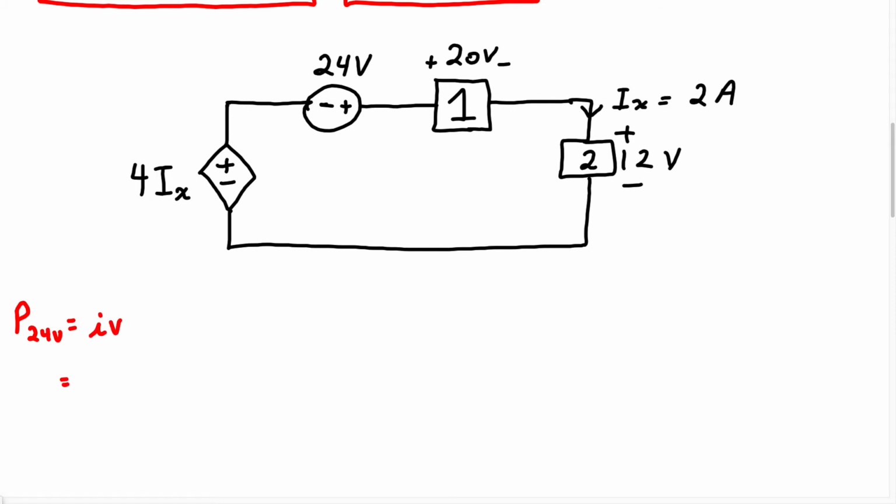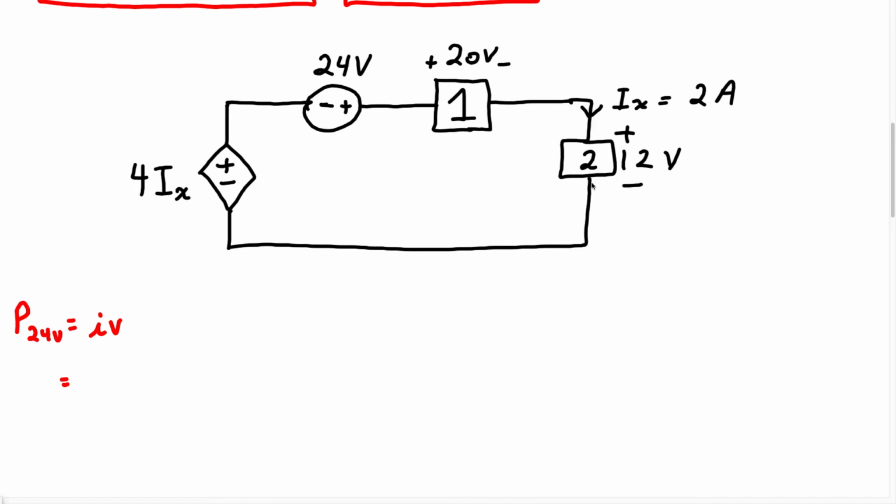Therefore, let's find the current. We know this is a series circuit, right? So because this is a series circuit, the current in each one of these elements is going to be the same. Now we don't have a current source, but on this diagram, we have a current that is labeled, and that current is Ix equals 2 amps. So because we have a current, and this is a series circuit, we know this current is going to be the same for each one of these elements. Therefore, we can say that the current is going to be 2 amps.